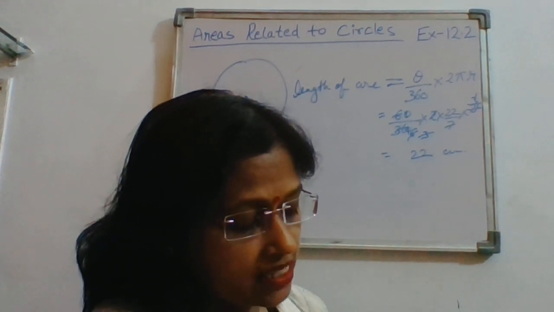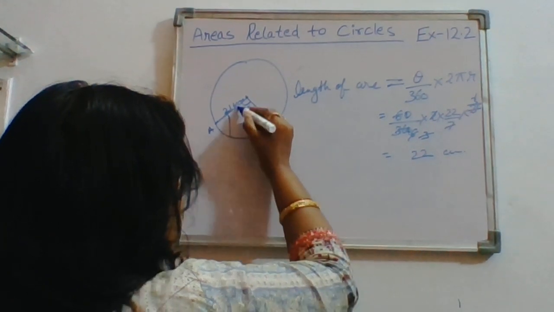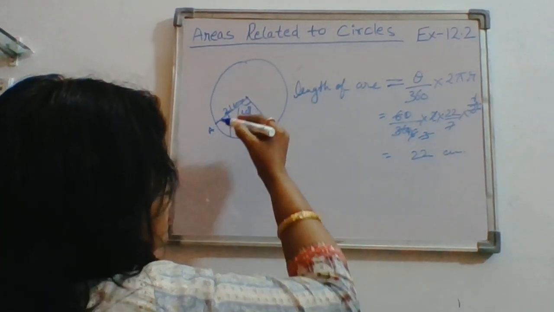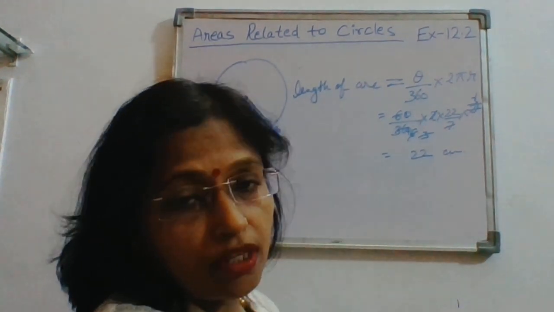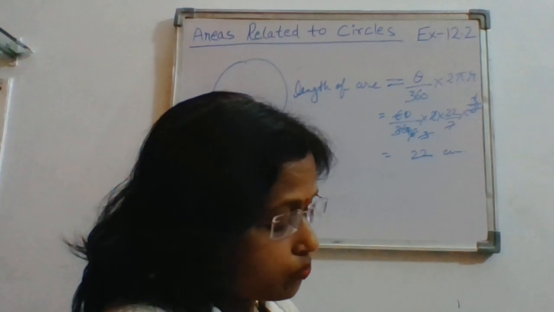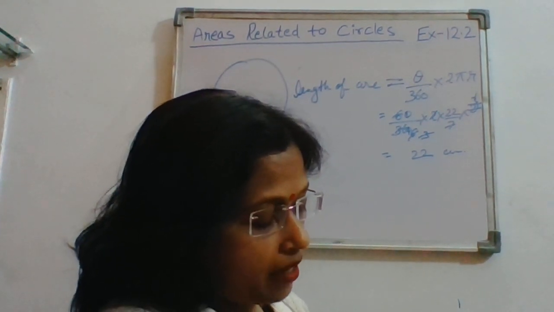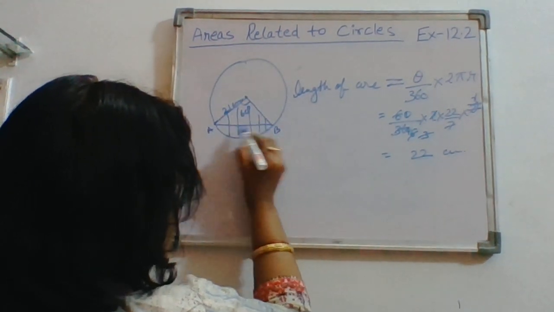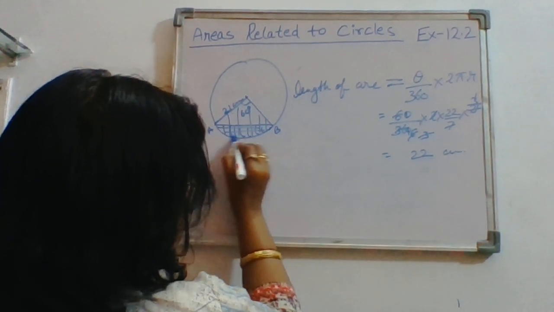Now the area of the sector formed by the arc. You can calculate this on your own. Theta is 60°, radius is 21. Area of the sector is theta upon 360 into pi r square. And then the third part is the area of the segment formed by the corresponding chord. Now for the area of the segment, you have to calculate the area of this part.